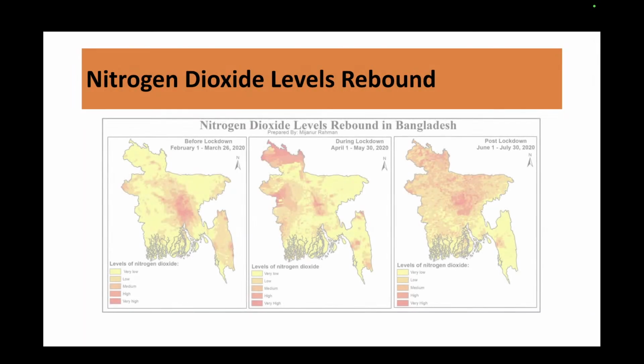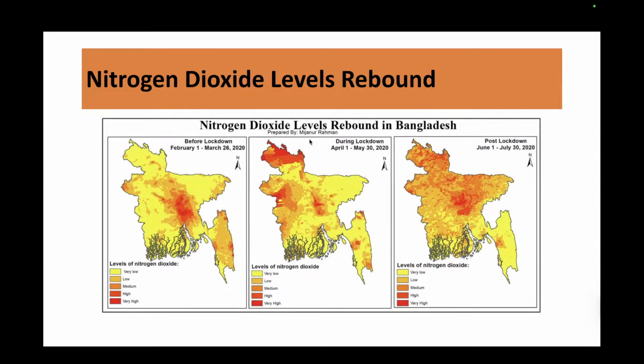As well, you can see this is another map, the nitrogen dioxide level in Bangladesh for different time periods. Then we make the classification, such as very low, medium, high, and very high, and simply identify places using the nitrogen dioxide level in Bangladesh. It was the same: we just download the data for different periods from Google Earth Engine, and then use the ArcMap software to create this type of map.